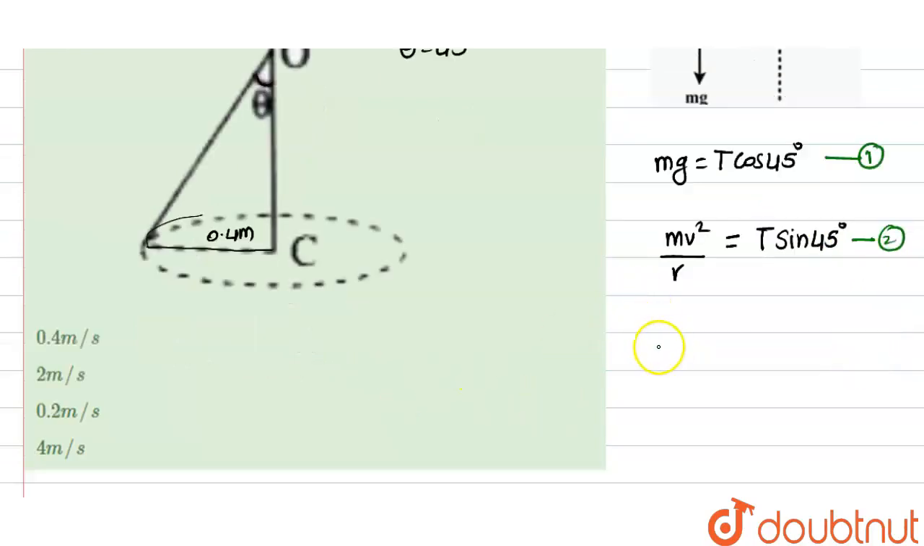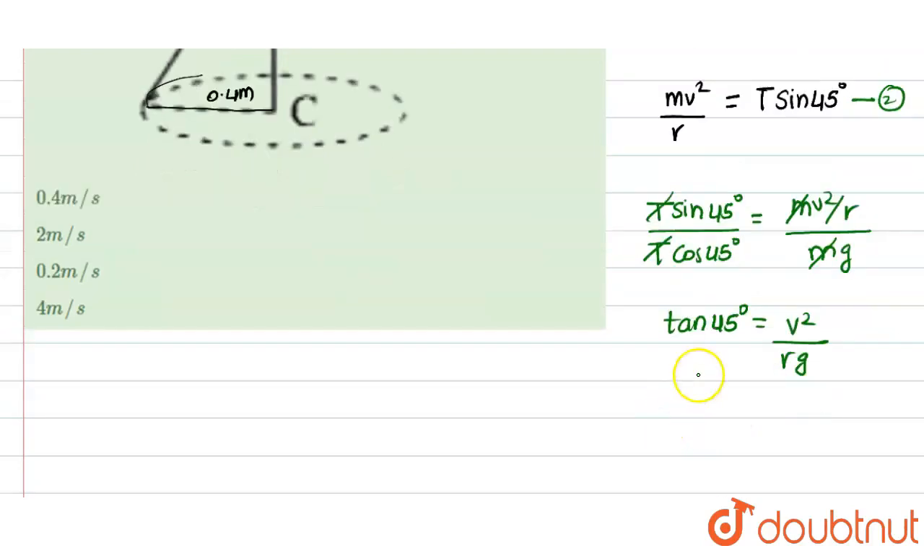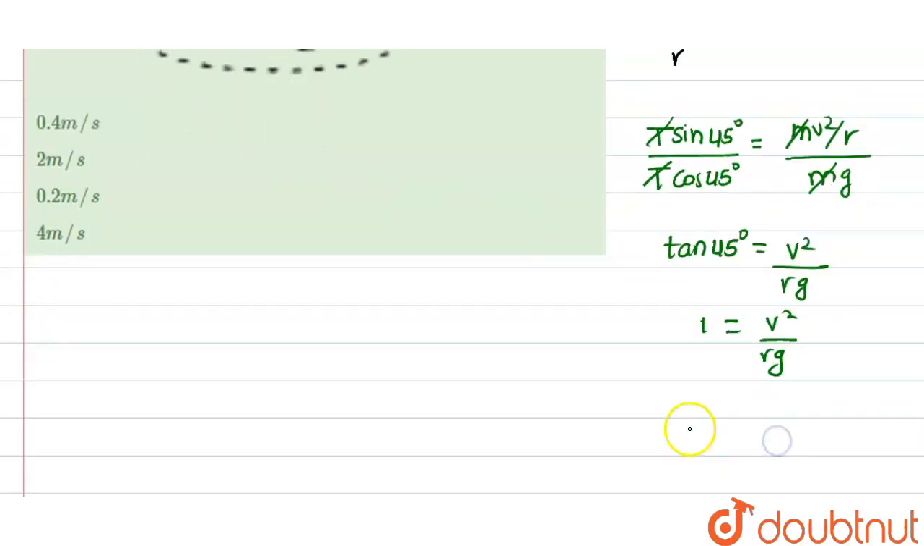So if we divide the second equation by the first, T sin 45 degrees divided by T cos 45 degrees will be equal to mv squared divided by r, whole divided by mg. Here m will get cancelled, T will get cancelled. Sin 45 divided by cos 45 is equal to tan 45 degrees, and it is equal to v squared divided by rg. Now tan 45 degrees is equal to 1. So v squared by rg is equal to 1, and v squared will be equal to rg.